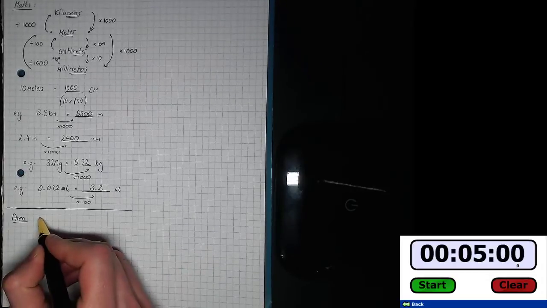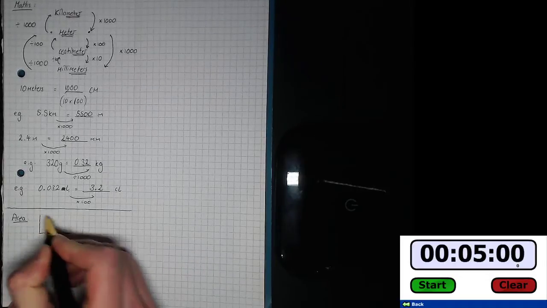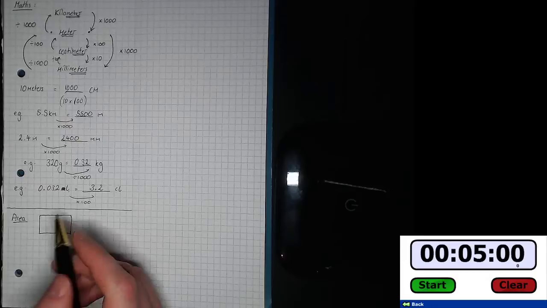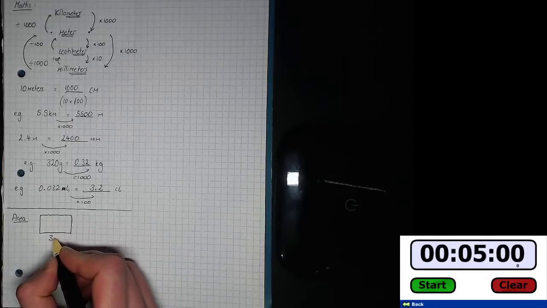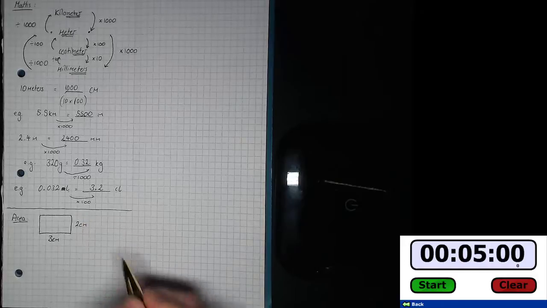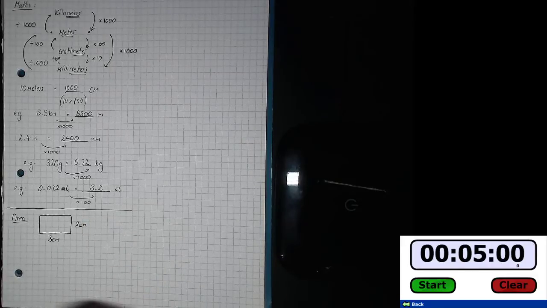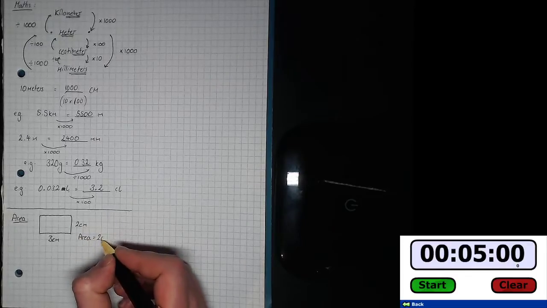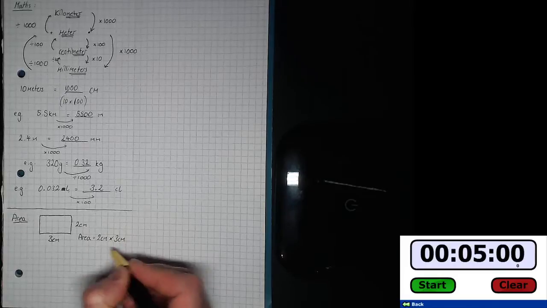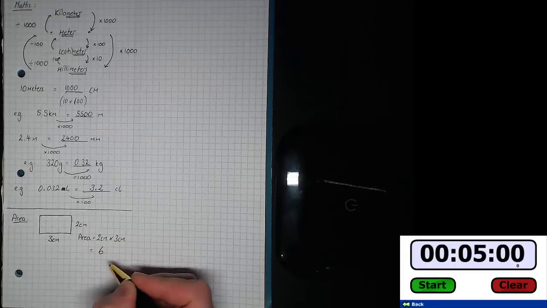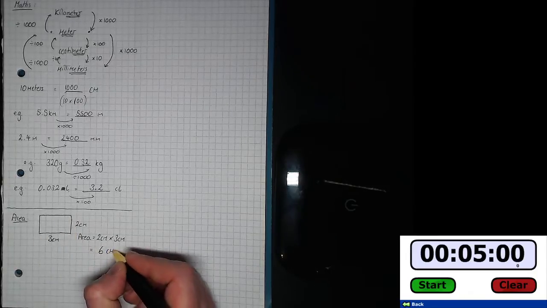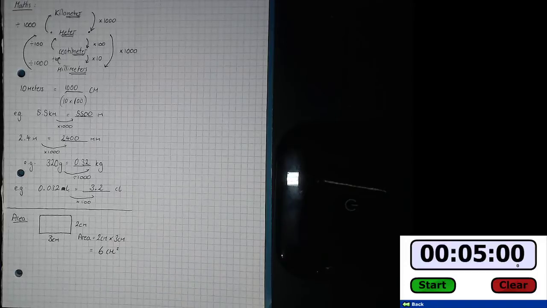So let's stick with a nice example. Let's stick with a rectangle. Now, let's say that this rectangle is 3 centimeters across and 2 centimeters up. The area of this rectangle would be 2 centimeters times 3 centimeters. 2 times 3 is 6. And when we've done a centimeter times by a centimeter, we have centimeters squared.